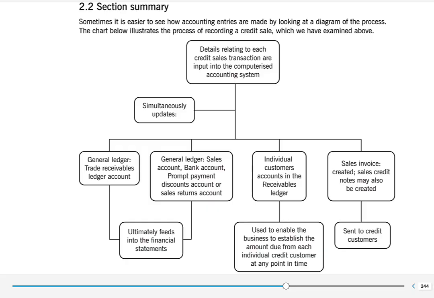The control account told us the total owed. The customer accounts told us who owed what. If a customer phones and asks, "How much do I owe right now?" this is the record you check.